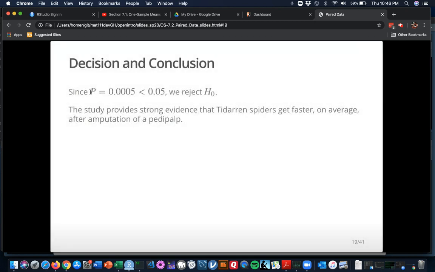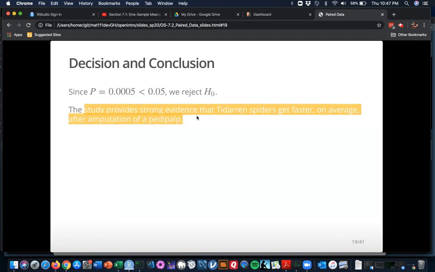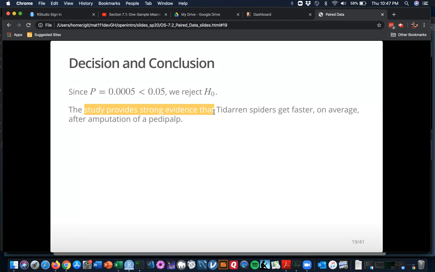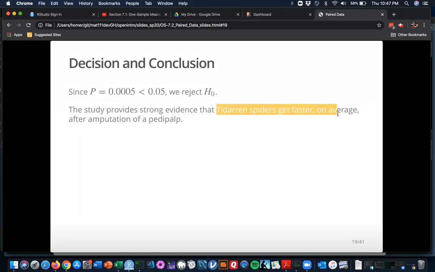So what do we decide about the null? Well, the p-value is so tiny. It's so unlikely to get this kind of stuff if the null is right. It's way, way tinier than our usual cutoff level of significance, 0.05. So we've got to reject the null hypothesis. We really have to conclude here that this study provides strong evidence for the alternative hypothesis, that Tadare spiders get faster on average after the amputation of a pedipalp.